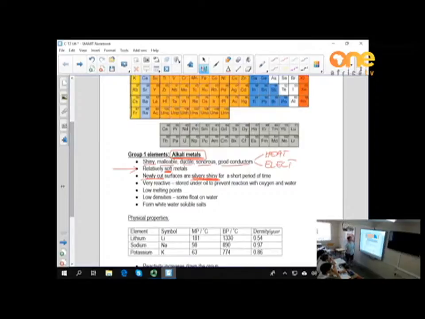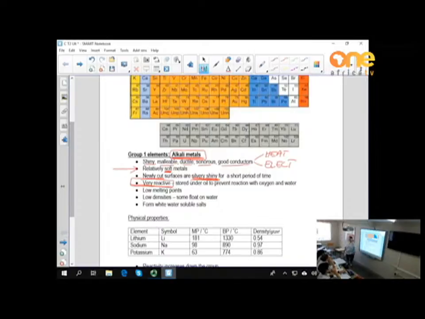They are very reactive. They are so reactive. I cannot take a piece of sodium and put it on the shelf in the laboratory because there would be a danger of it starting to burn. Sodium and potassium is even more reactive. It reacts violently with oxygen and with water.